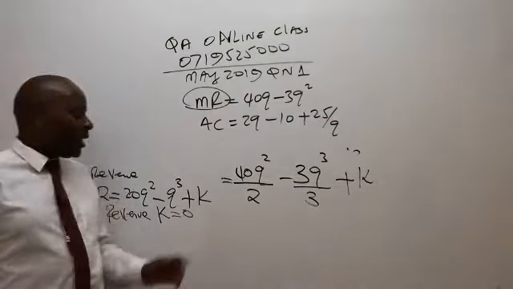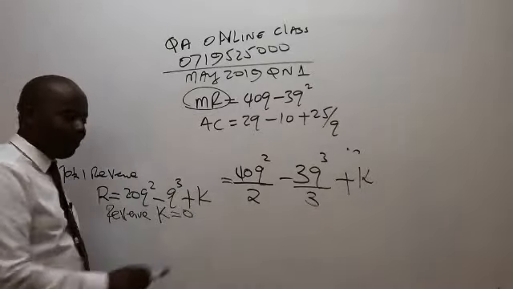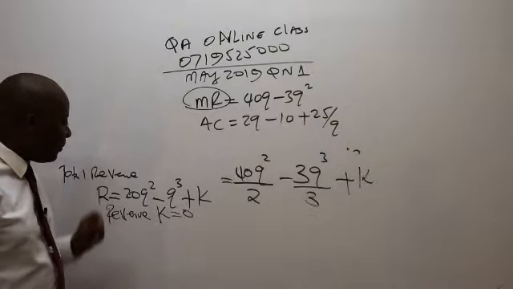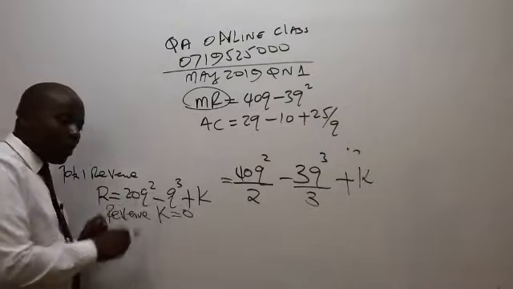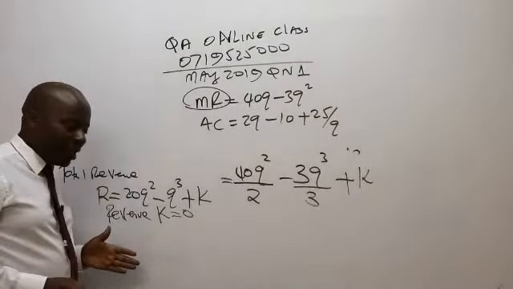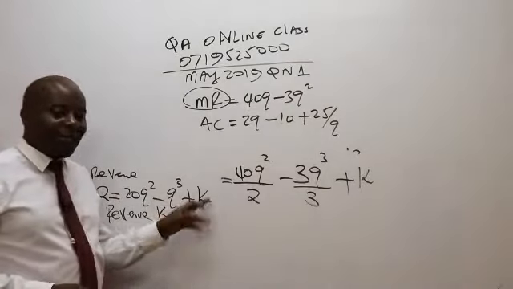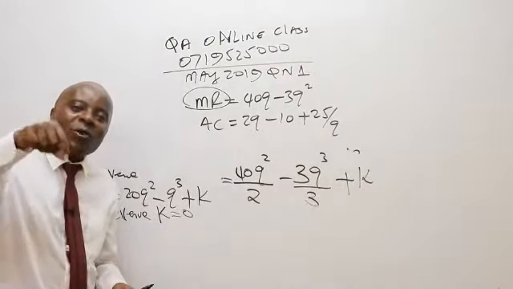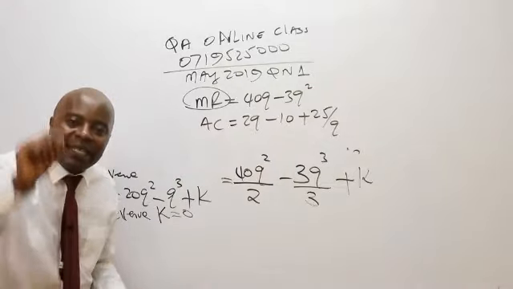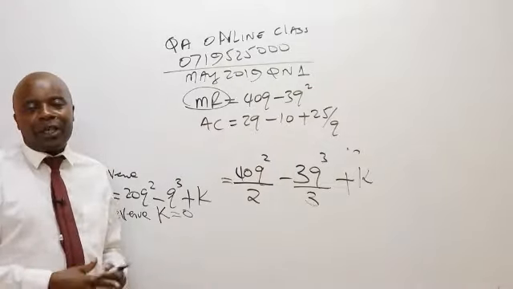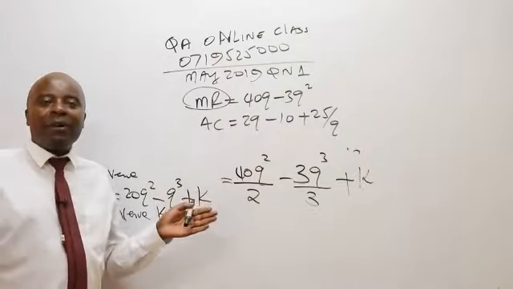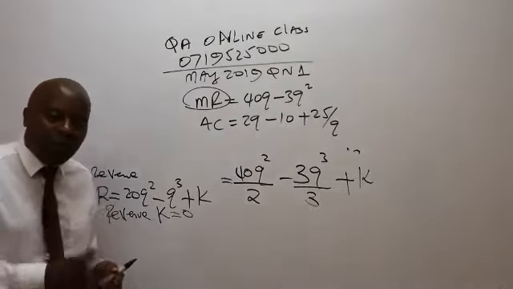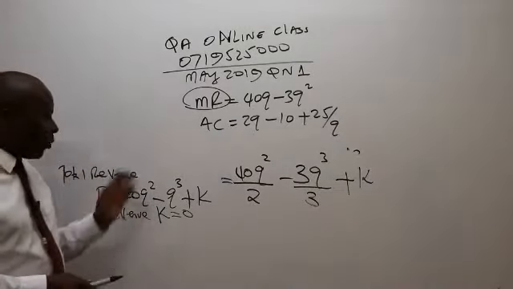Why? Because if you tell us, for example, that k is 10, it means that if you sell 0, if you sell nothing, you're going to have a revenue of 10. Ladies and gentlemen, that is not possible. For revenue, if your quantity sold is 0, your revenue will be 0, not unless you're a thief. It is only thieves who sell nothing, but they receive money. Corruption.